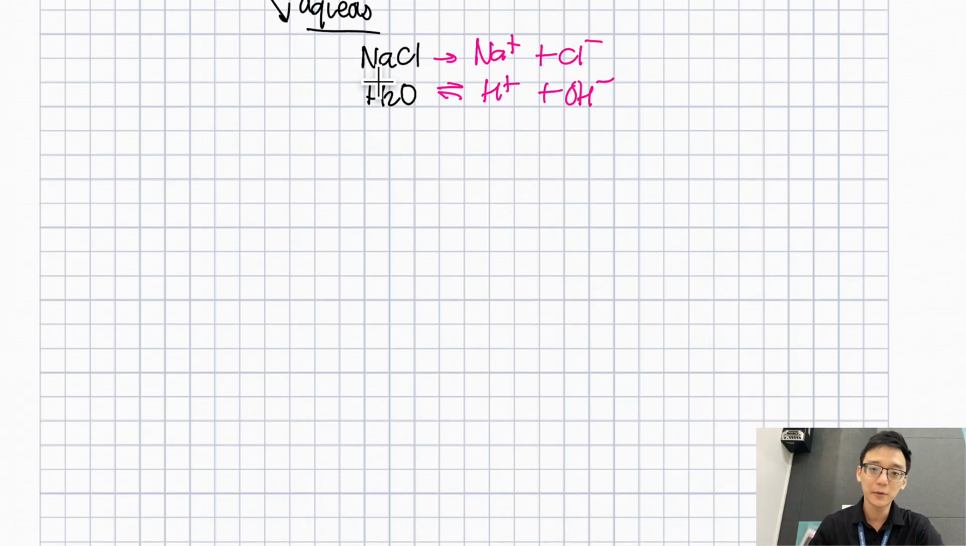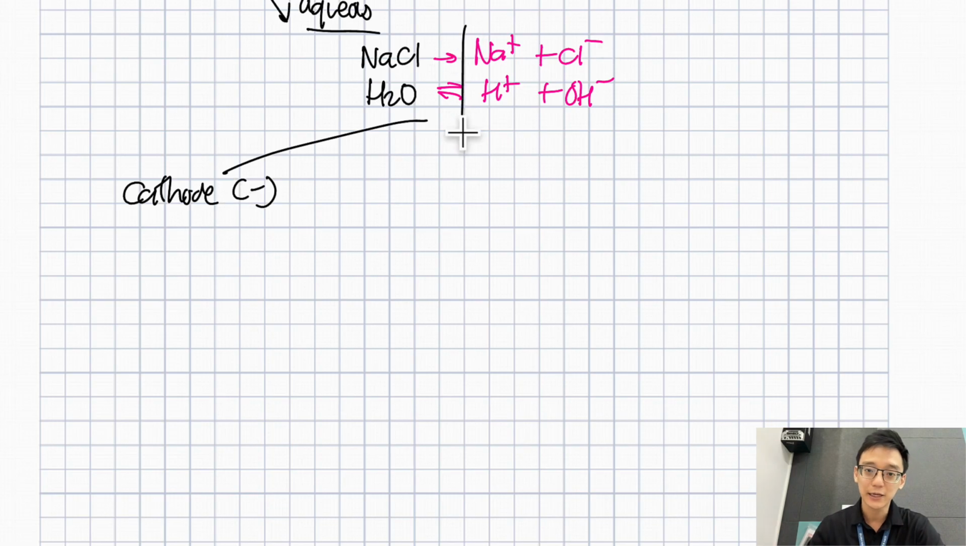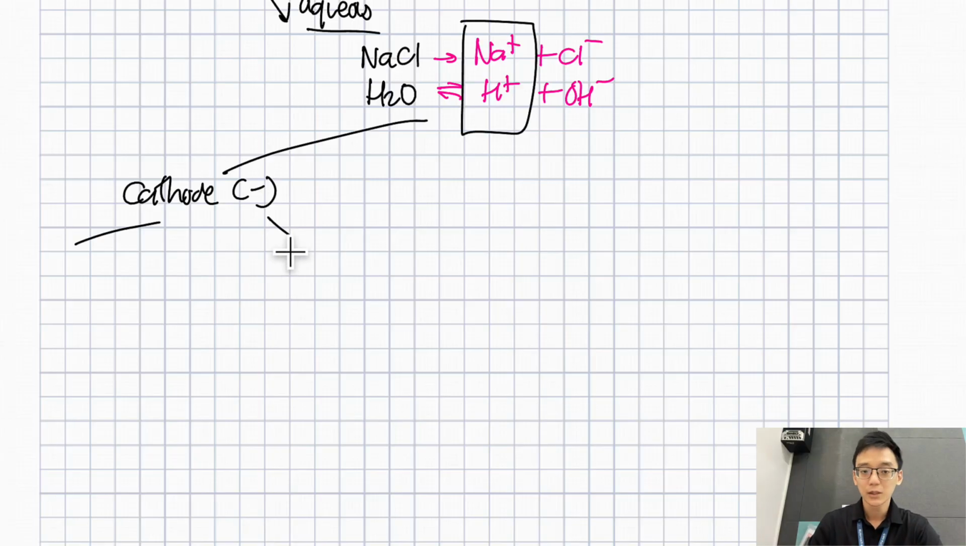So now it's getting a little bit more complicated because we have 2 options each. For IGCSE, there are a limited number of options, so you don't need to worry. For cathode, we have 2 options here, Na+ and H+. For cathode, actually, there is something that you need to remember. Either the special metals here, or other metals.